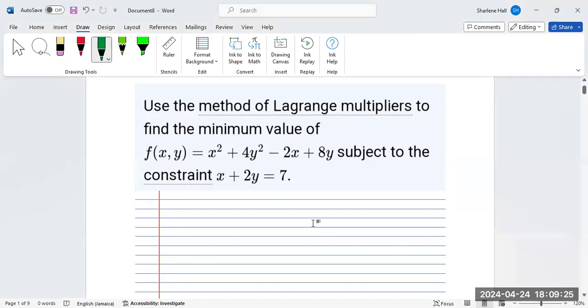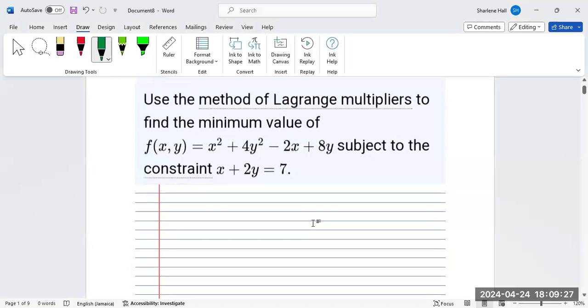Sham, you hear me, Papa? Yes, sir. All right, cool. So f of x, y equals 2x squared plus 8y. Now, the constraint is going to be x plus 2y equals 7. We're going to solve this like a boss now.